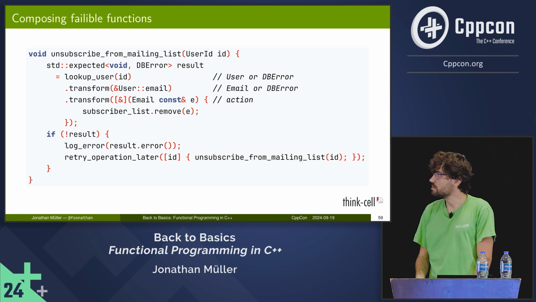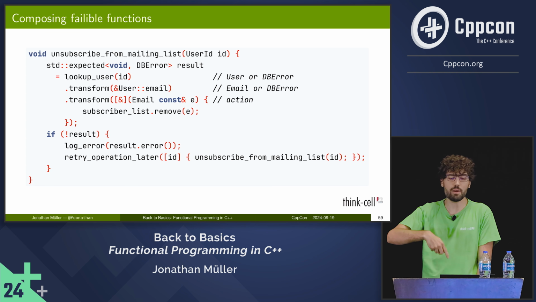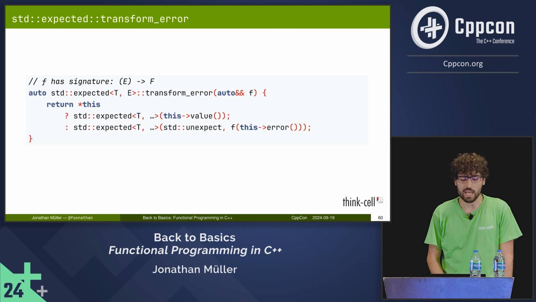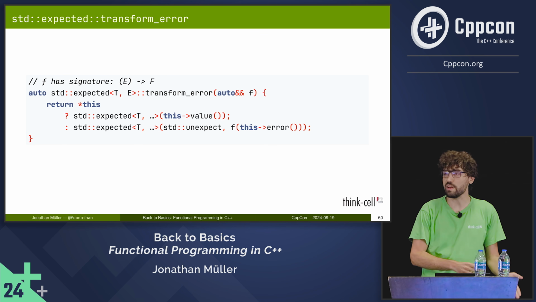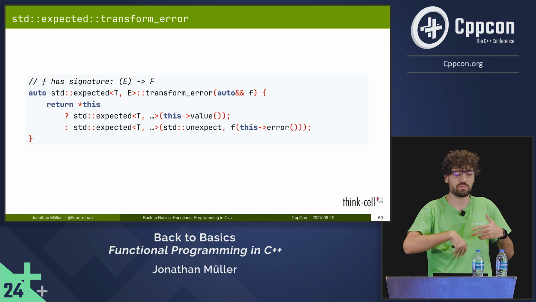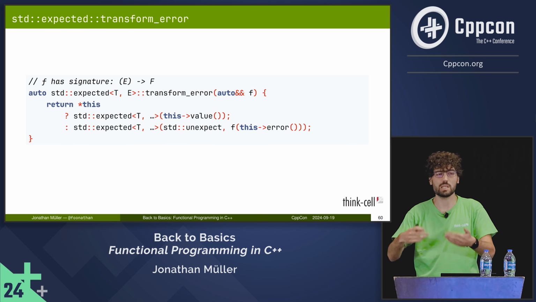And of course, we can also turn this final thing into an action, right? Because we really want to do something when we have an error, like on the error part, not on the value. So for that, we've got transform error. So transform error is just like transform, but instead of getting the value, it gets the error. So if we have a value, we don't do anything and just wrap it through. Otherwise, we invoke the function to transform the error.